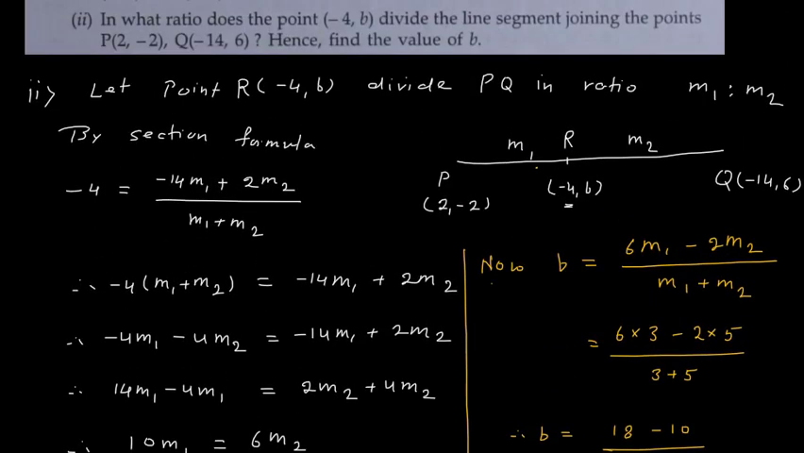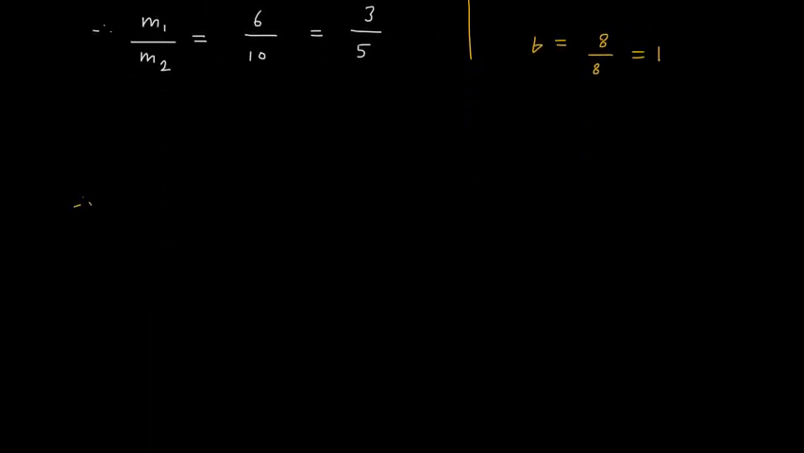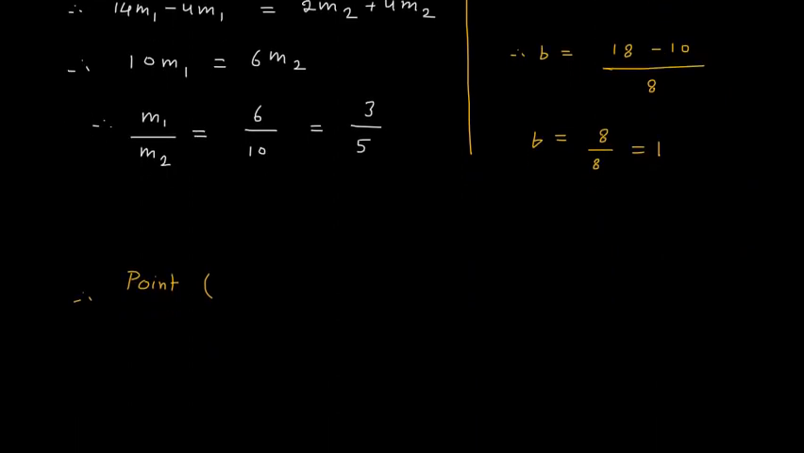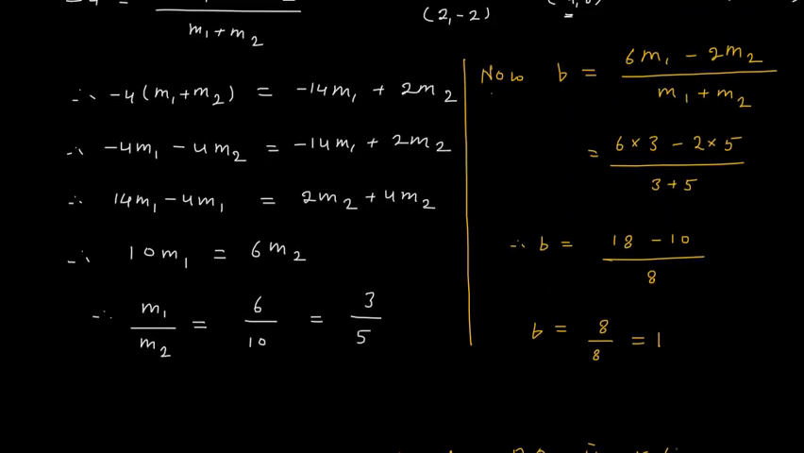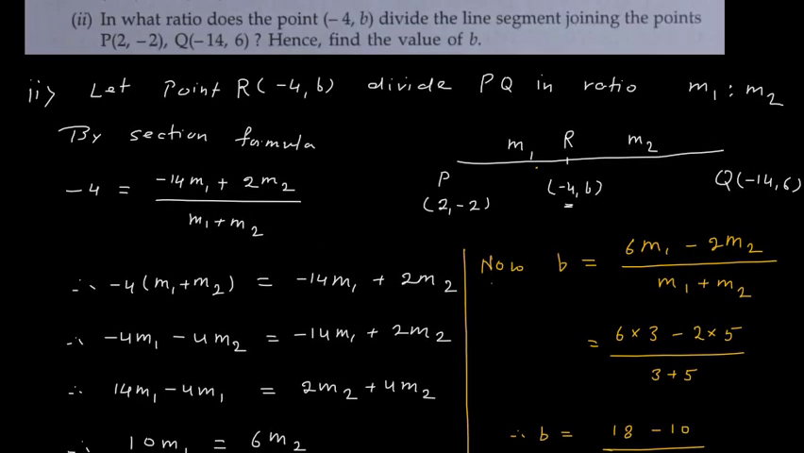Okay, so therefore the point (-4, 1) will divide PQ in ratio 3:5. Simple question. By considering m1:m2 you can solve this problem.